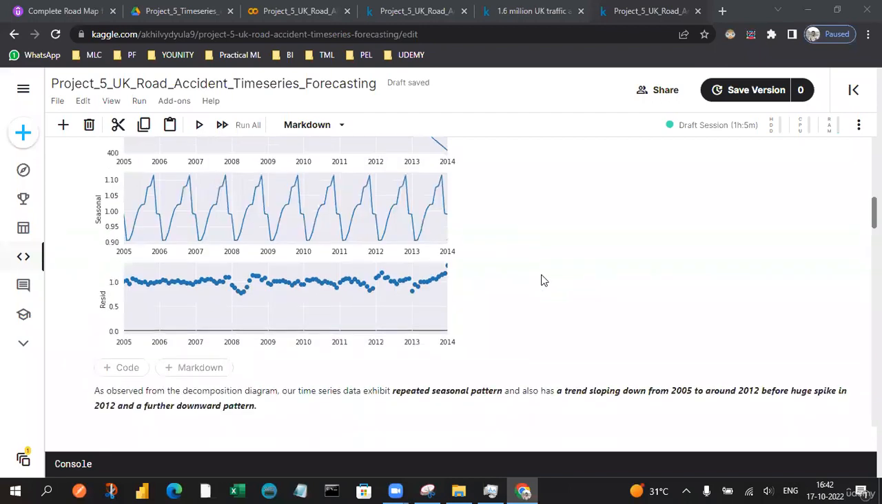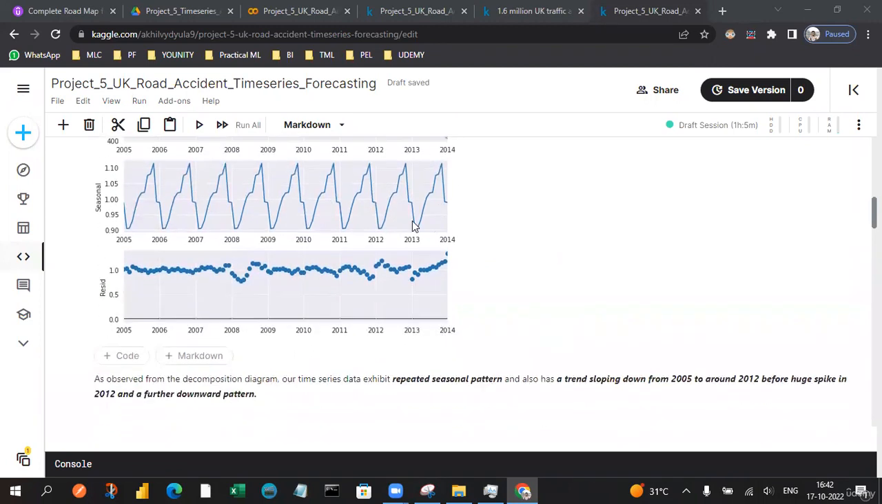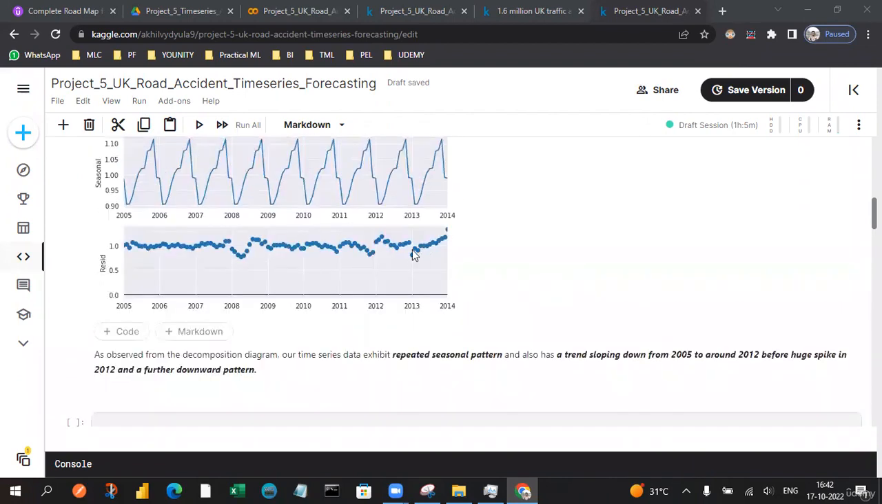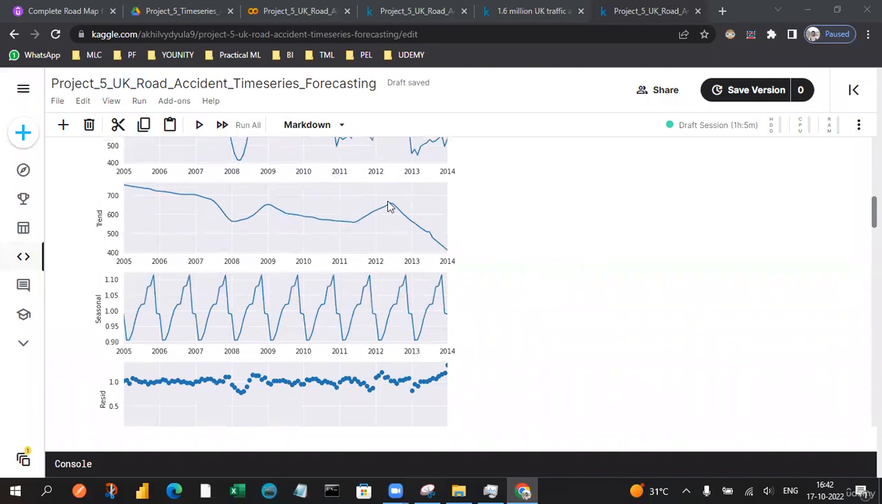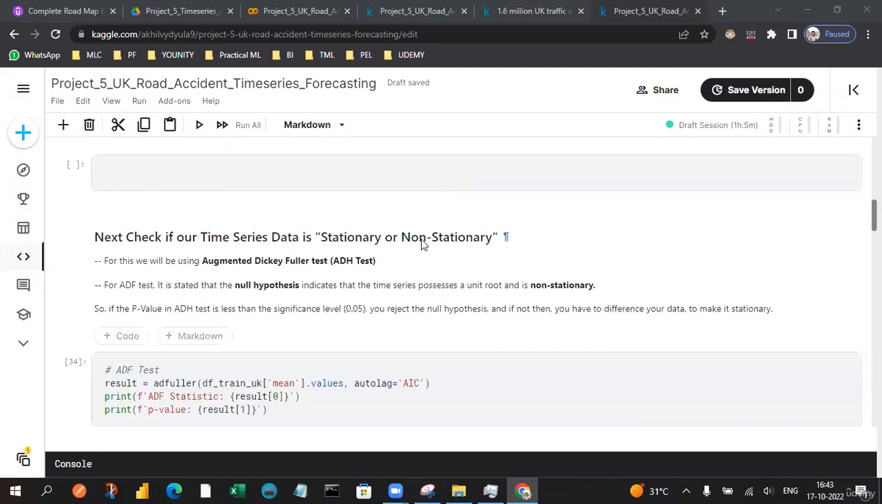So in the above plot, we can see the decomposition diagram. The time series exhibits repeated seasonal patterns. Corresponding to this, we can also see the trend is going down from 2005 to 2008. 2012 is also somewhat slightly higher, but the results show not that huge a spike, maybe a somewhat narrow spike. So we can also check the augmented Dickey-Fuller test.